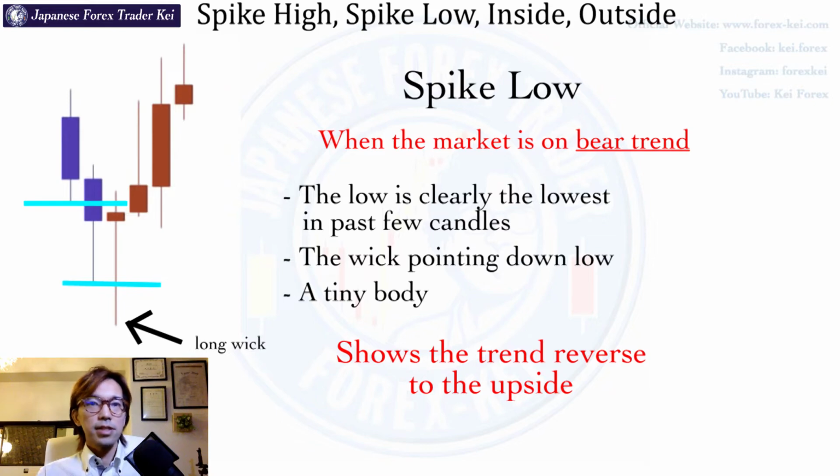And if you look at this candle, the body is very tiny, it's just this much, but the wick is pointing down very long, right? So when you see a candlestick like this while it's on the downtrend, that means it shows there's a higher possibility that the trend reverses to the upside after this day. This is one of the very important candles to look for because when there's a trend reverse, you can see this spike low very often.